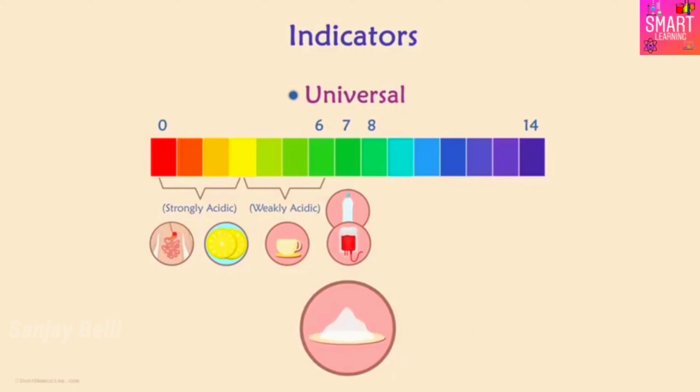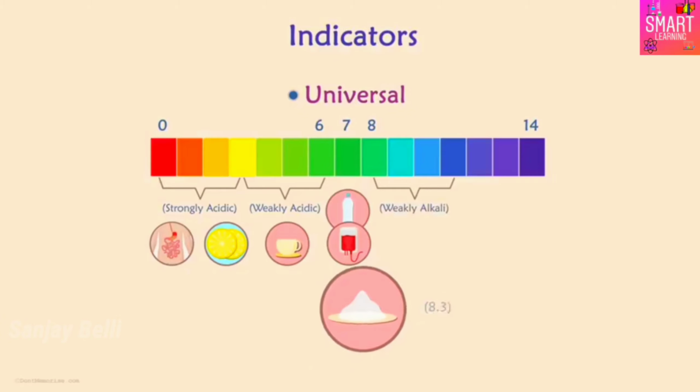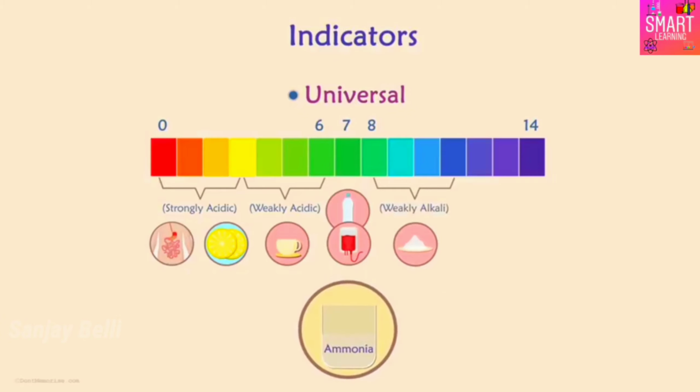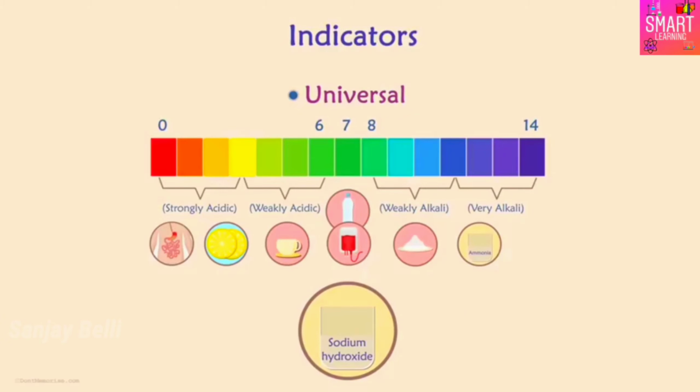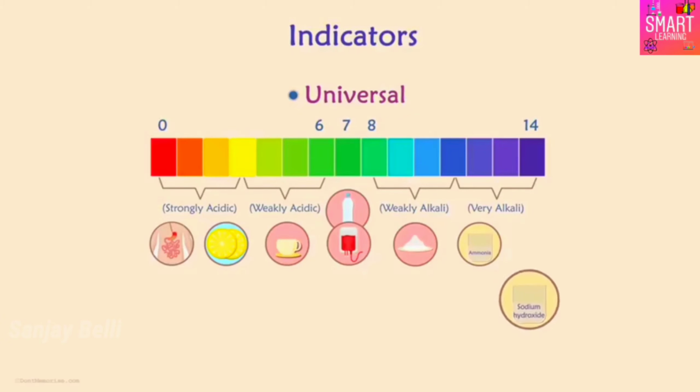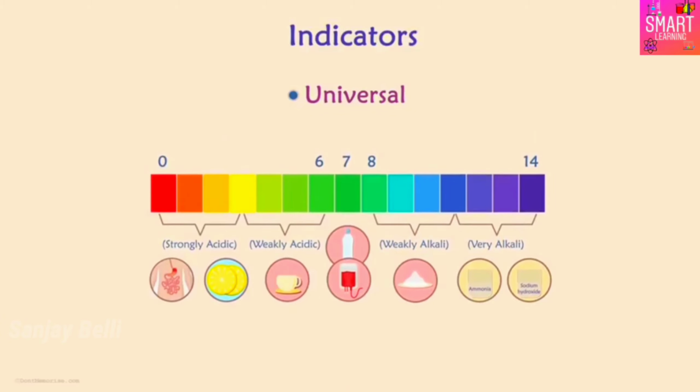Baking soda has a pH around 8.3, which tells us that it's weakly alkaline. Household ammonia has a pH around 12. Yes, very alkaline. And sodium hydroxide solution has a pH close to 14. Extremely basic. In the next video, we will learn the importance of pH in our everyday life.